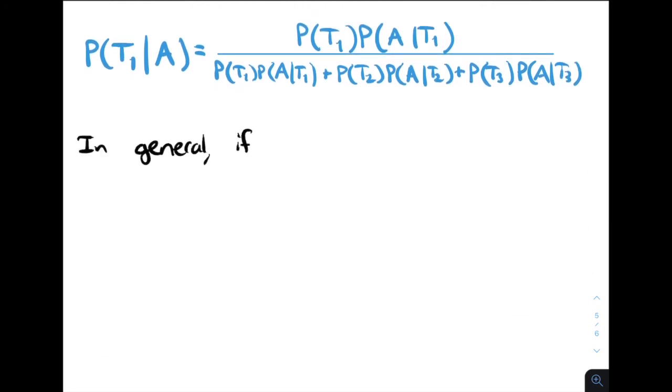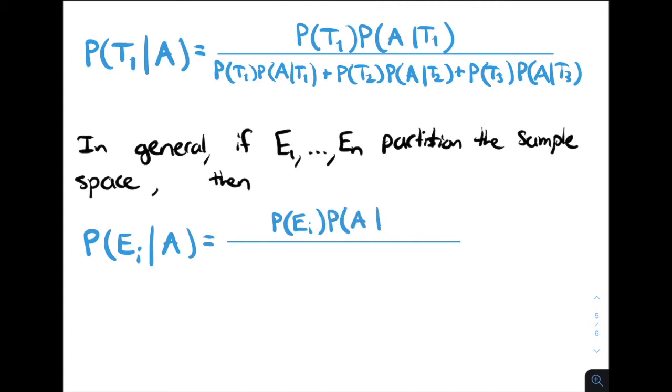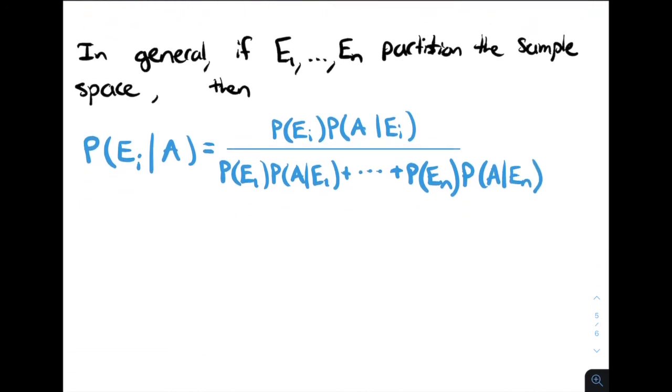In general, if the events E1 through En partition the sample space, then the probability of some event Ei given A can be expressed as the probability of that Ei times the probability of A given Ei, divided by the probability of E1 times the probability of A given E1, plus the probability of E2 times the probability of A given E2, and on until we have the probability of En times the probability of A given En. This can be called the expanded Bayes theorem.